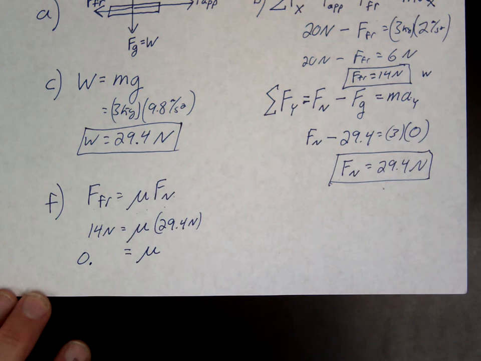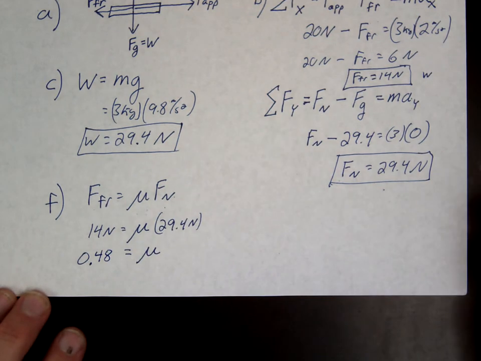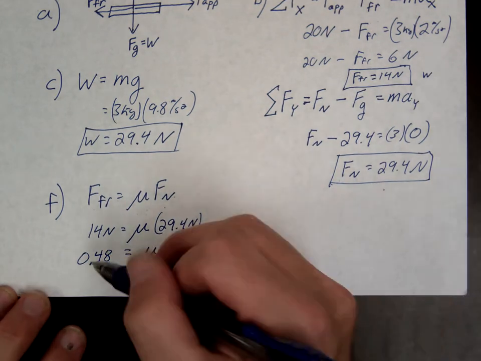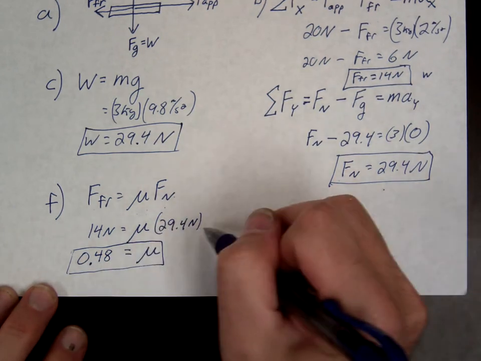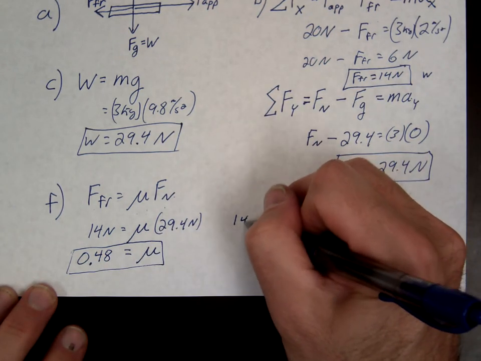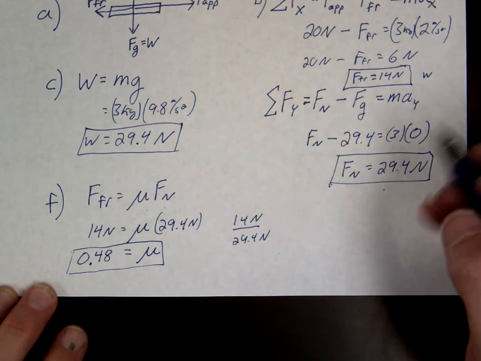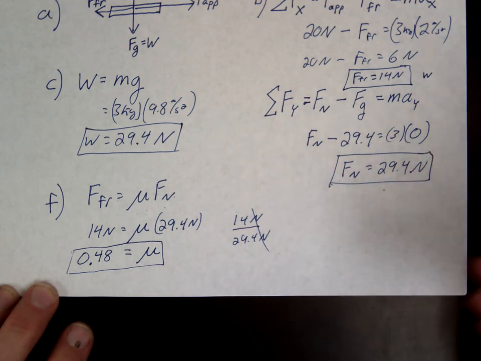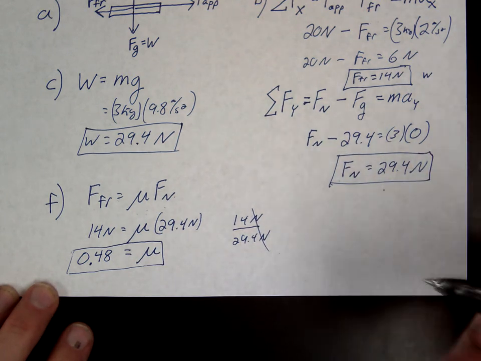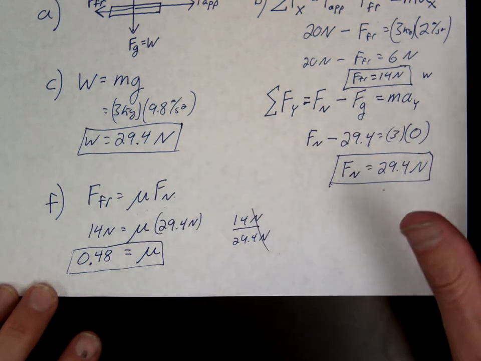How much? What are the units for mu? So look here, we have 14 newtons divided by 29.4 newtons. So what are the units? There are no units. Yeah, the newtons cancel. So this is what's called a unitless quantity. There are no units for the coefficient, 0.48.